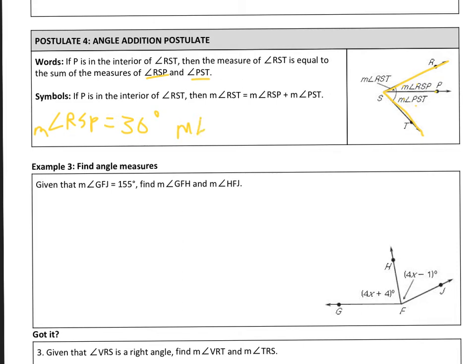And the measure of PST was, let's say, 70. I know that's probably not accurate to this diagram, but if those two angles were 30 and 70, the way I could find the measure of RST is I just add these together. 30 plus 70 is 100 degrees. So that's all it's saying, okay? The two angles add to be the entire bigger angle there.